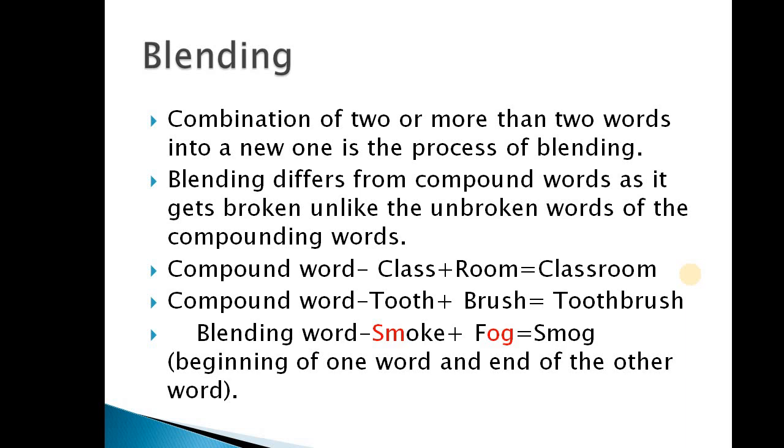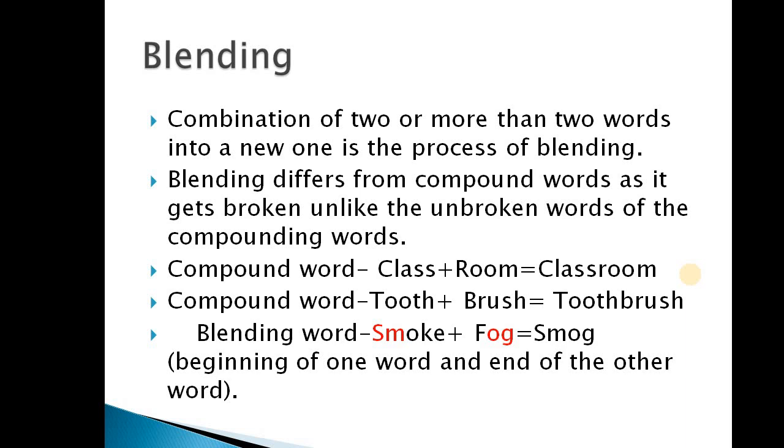Now let's see what is meant by this second point of this slide. Compound word. What do you mean by compound word? There will be two or more than two words. So say for example, class is one word and room is one word. Now if you say classroom, it is a compound word. Look at the second point: blending differs from compound words as it gets broken, unlike the unbroken words of the compounding words. Okay, so here the compounding words remain unbroken. It doesn't break into something else. It remains the same. There is no change of letters. Class and room, classroom, no removal of letters, nothing, same to same as it is. Class and room, classroom, compound word.